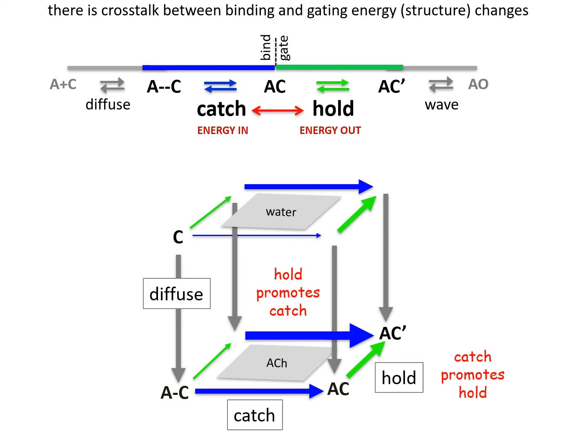So I hope that's clear. There's crosstalk between binding and gating energy structural changes, and that crosstalk is the answer to the question of why many agonists have the same efficiency. So let's talk about the conformational wave.